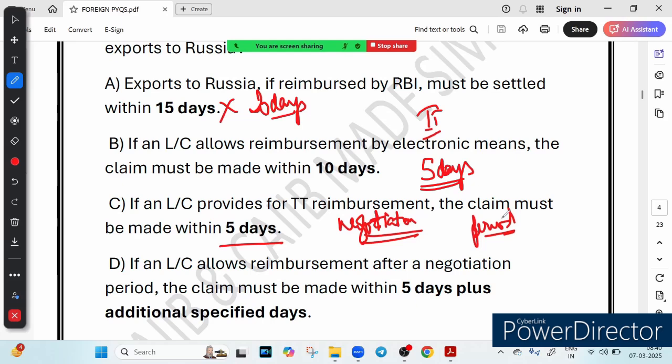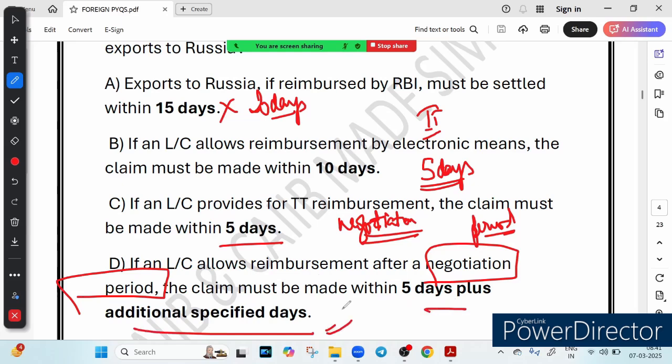Again, option C suggests that TT reimbursement under an LC must be claimed within 5 days. This is correct for TT reimbursement, but it does not cover all scenarios, like those involving a negotiation period. Option D says that if an LC allows reimbursement after a negotiation period, the claim must be made within 5 days plus additional specified days. This is correct, because the key point is the negotiation period. Whenever a negotiation period is involved, extra specified days are added to the standard 5-day timeline for making claims. This is the key point, so this makes option D the most accurate and comprehensive answer. The correct answer is option D.